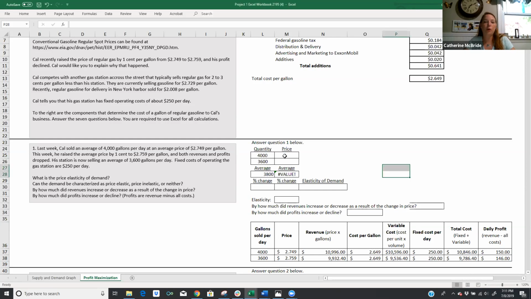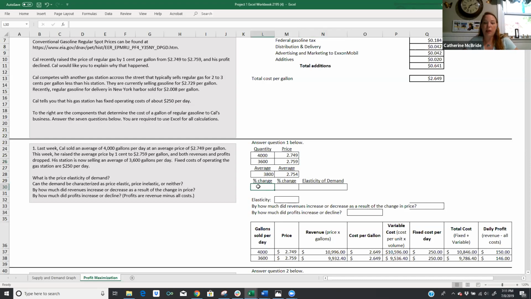For the price, all you're doing is filling in that if we sold 4,000 gallons, the average price was 2.749. So you're literally just filling that in, 2.749. And then it says that he raised the average price to 2.759 and sold 3,600 gallons. So you're just going to put in 2.759 right there. The average price and the average quantity fill in for you, so you don't have to do anything, those fill in automatically.